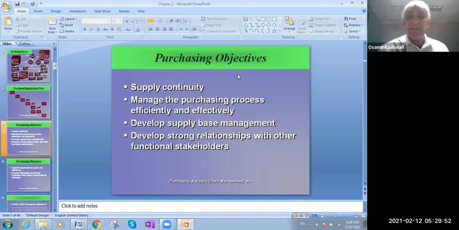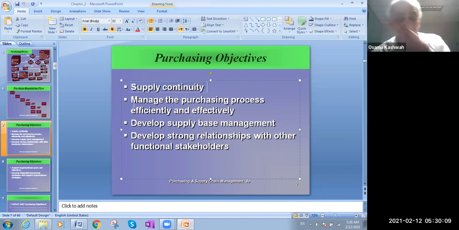Those are the purchasing objectives, and it's very important. What is the purchasing job? What are its own objectives? What does it aim for? Its task, its goal. Supply continuity means never stop supplying. Manage the purchasing process efficiently and effectively. That's another point. Develop supply-based management. Develop strong relationships with other functional stakeholders.